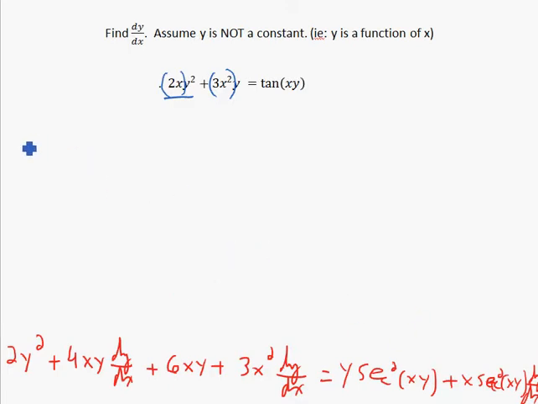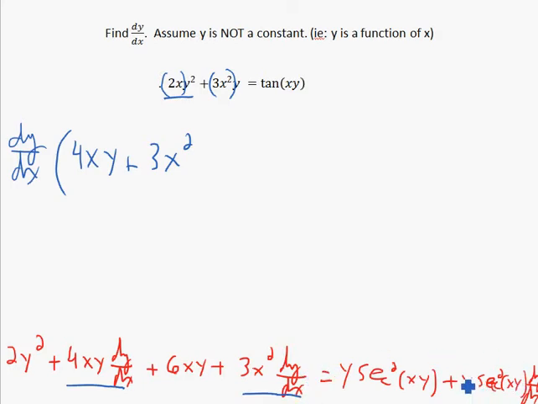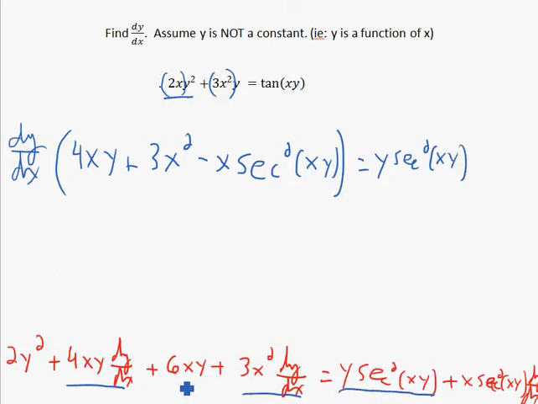So what that leaves us with should be dy/dx times, on the left side, we're going to have 4xy plus 3x squared. That's this guy and this guy. And then we'll subtract off x secant squared xy. So that's all on the left-hand side. And that's going to equal, what's on the right-hand side is y secant squared xy. That's right here, this term. And we need to move over 6xy and 2y squared. Subtract that off. So we're going to get minus 6xy and minus 2y squared. Okay, so barely fitting it in there.